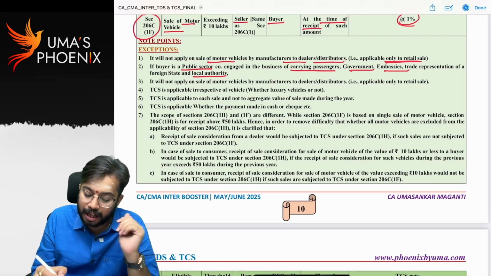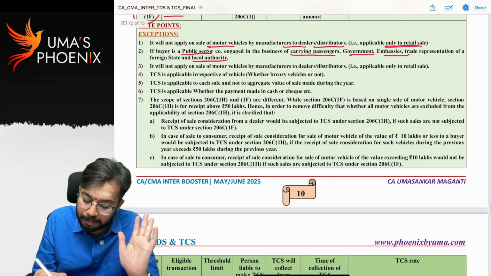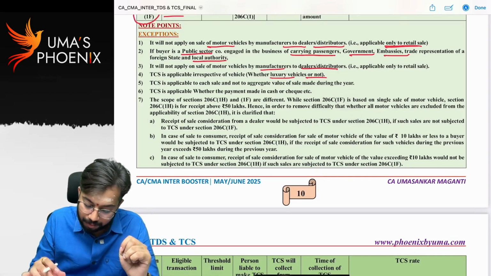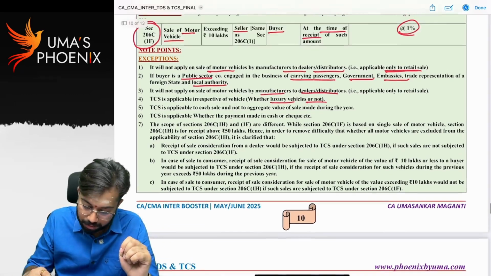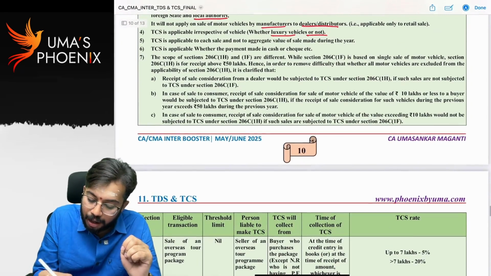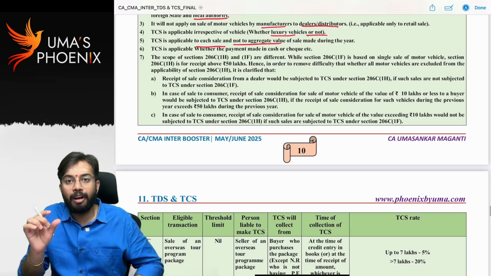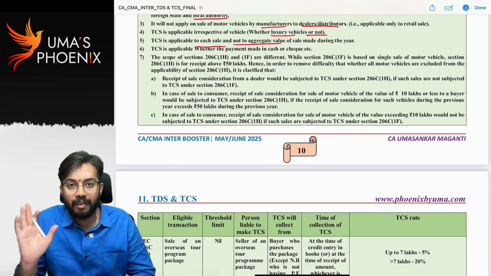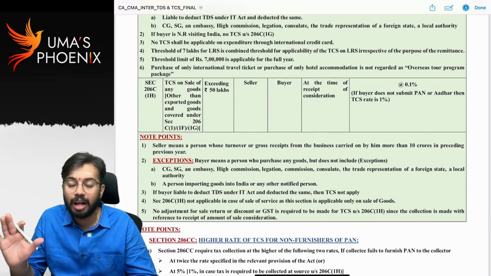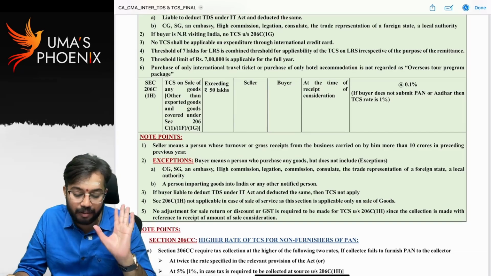It will not apply on sale of motor vehicles by manufacturer to dealers or distributors. TCS is applicable irrespective of the vehicle, whether it is a luxury vehicle or not. TCS is applicable on each sale and not on the aggregate value of sales made during the year. That means for every sale of car to a particular customer, TCS is required to be collected. Whether the sale is made through cash or bank, that is not relevant. The mode of transaction is irrelevant. If the value of the car is more than 10 lakhs, TCS is required to be collected.